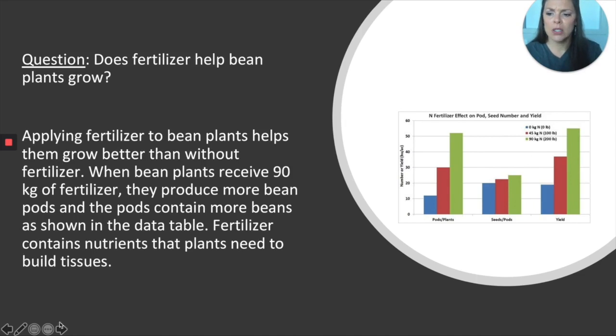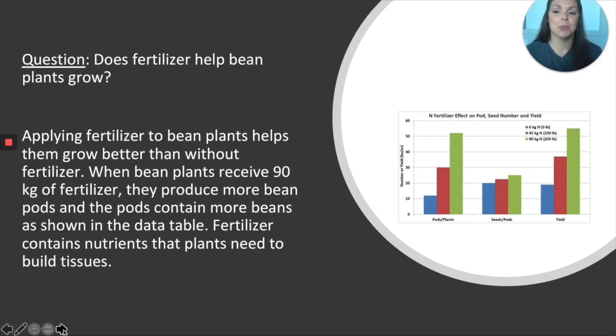So I'm going to look at this graph and think about, what is it telling me? Well, we know that the green bar is the tallest, therefore we know that when we use 90 kilograms of fertilizer, we're going to get more pods per plant, more seeds per pod, and the plant overall is going to yield more, so it's going to grow better. So we can actually make the claim that applying fertilizer to bean plants helps them grow better than without fertilizer, and we have data to support that.